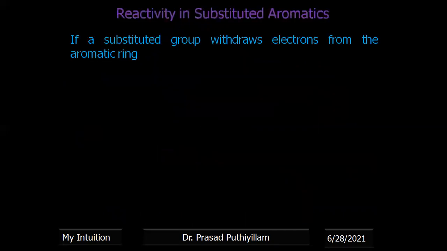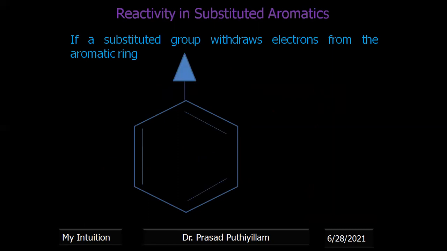Okay, so electron withdrawing groups: if a substituent group withdraws electrons from the aromatic ring, it is represented with an arrowhead. Electron donating groups I could have represented with the arrow down head. Anyhow, that is completed. So here it represents that the group takes electrons away from the benzene ring or the aromatic ring. So that is an electron withdrawing group.